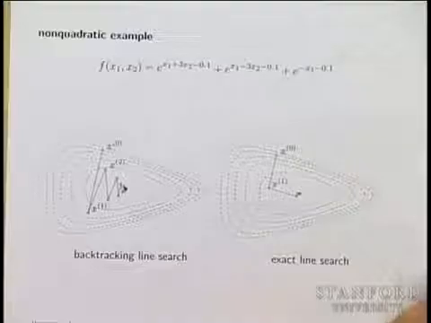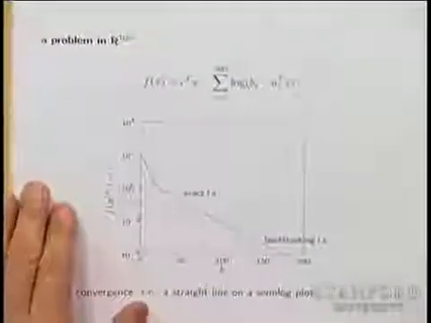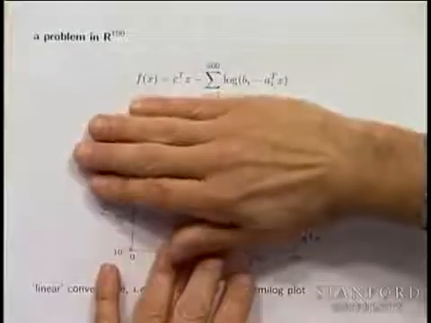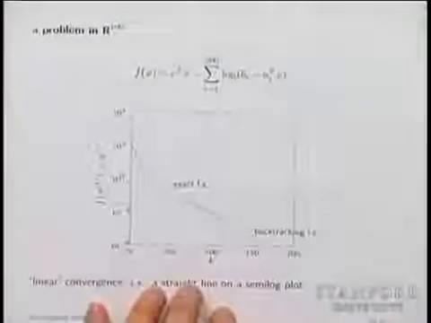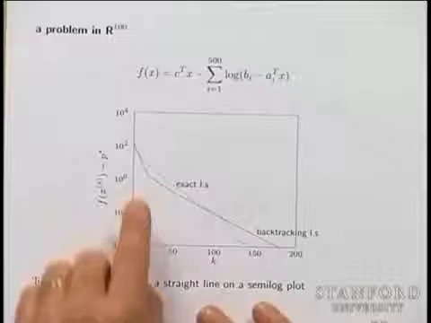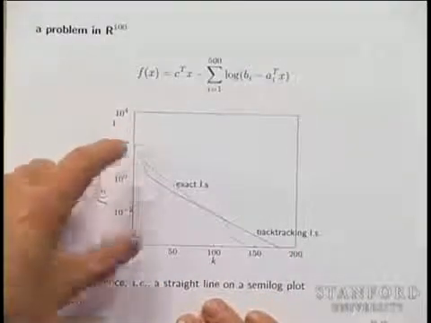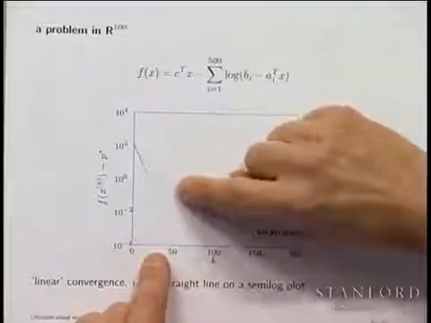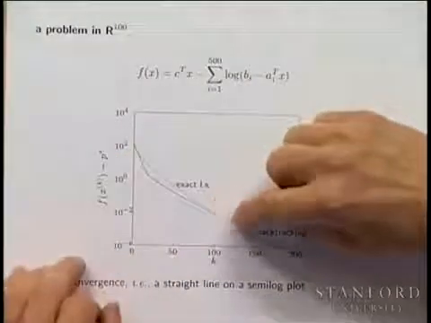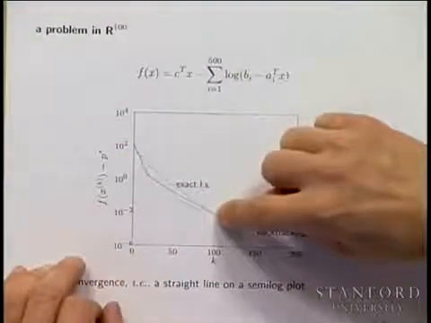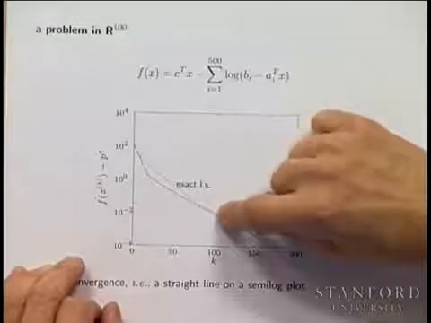Let's look at some bigger problems to see how this scales. Here's a problem that looks like that. And here, there are just a few things that matter. Actually, the first thing that's interesting is note that up until about, I don't know, 100 iterations, the backtracking line search did better than exact line search.